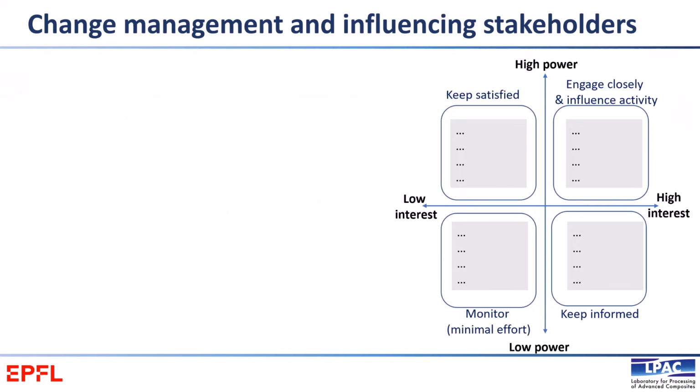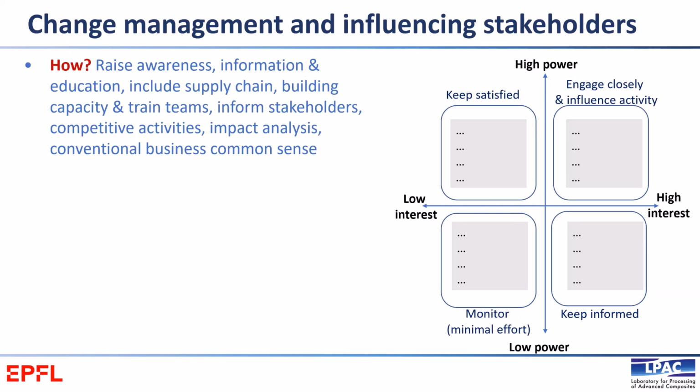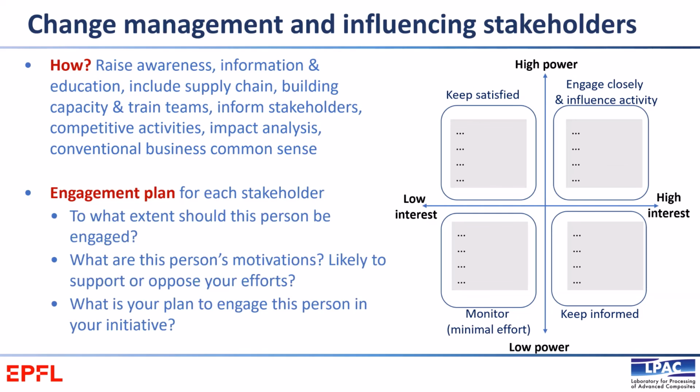One way you can do that is to think about people who have low interest or high interest, low and high power, and how you're going to engage them closely and influence their activity. If they've got high power and high interest, these are people you need to spend time with. You can raise awareness with them, you can educate them, you can train teams up, all this kind of stuff. And in real life, you need to make an engagement plan for each stakeholder about how you're going to convince them of what your initiative is. Then you can bring about change.